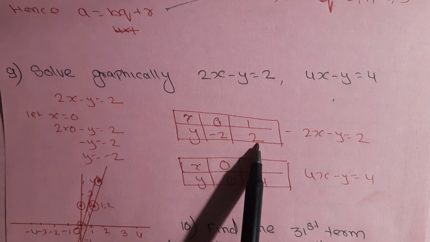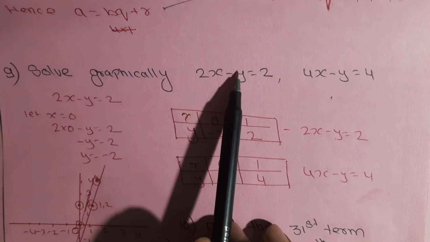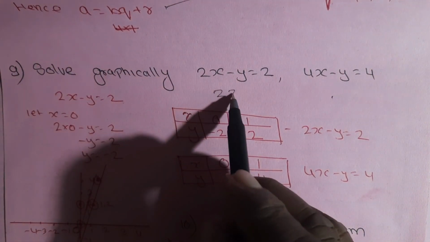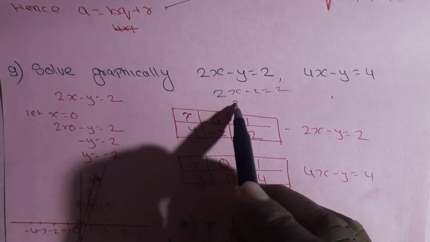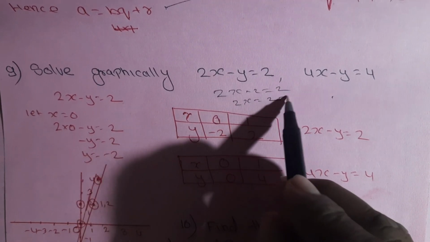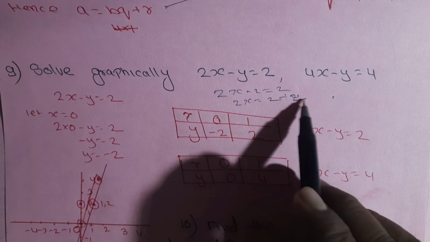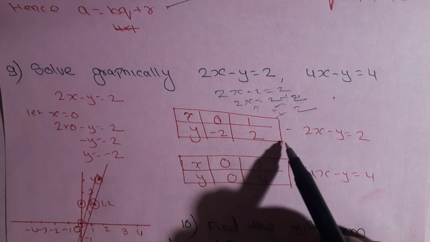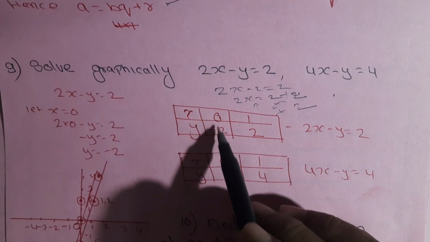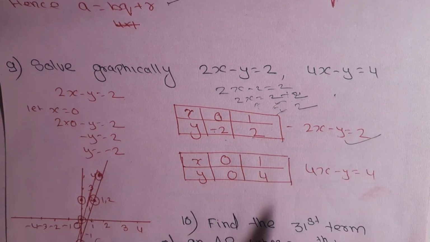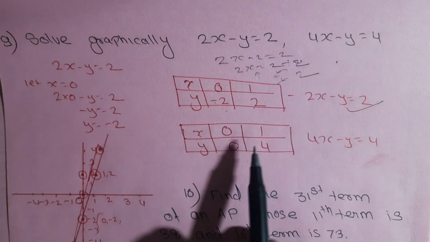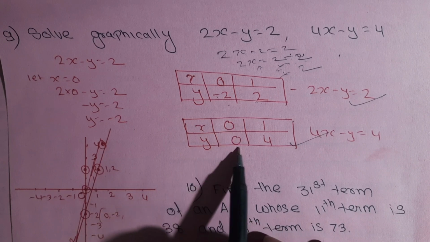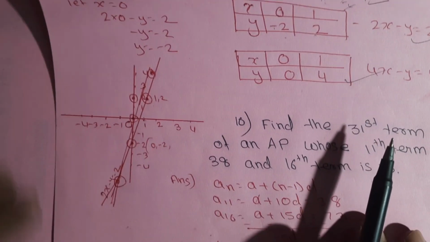Now here again, put y equals 2: 2x minus 2 equals 2. So 2x equals 2 plus 2, that means 2x equals 4, or x equals 4 by 2, which cancels to 2. So these are the values of x and y for this equation. Similarly, put the values in the other equation and you will get these. So we got x equals 0, y equals 0 here, and see, this is a graph.